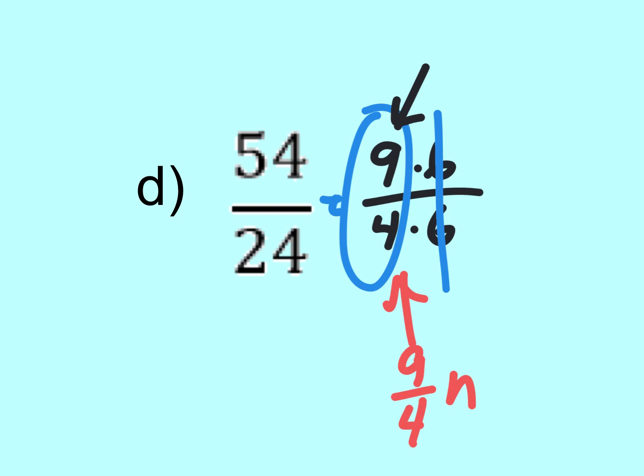But I would never have, well, what would the comparable thing be? 2 1/4. I would never have 2 1/4 n. Never see it. So I think improper was a bad name for those, because 9/4 is it. It's done.